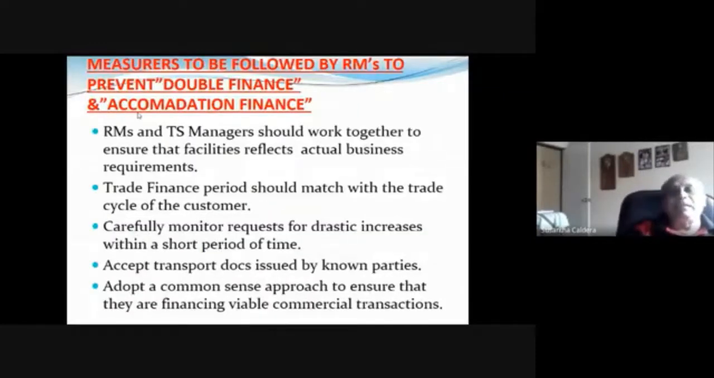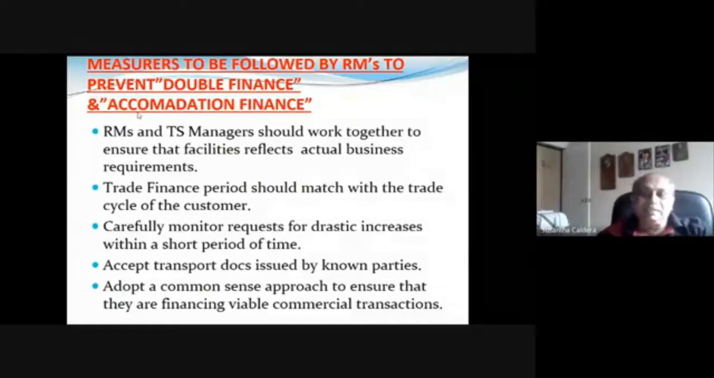Whether you are doing international trade or credit, this is very important, especially for credit guys. Another thing that can happen in international trade operations in banks is double financing or accommodation finance. Right? So you have to ensure that you will not allow double financing or accommodation financing.